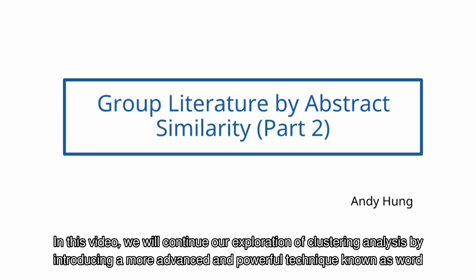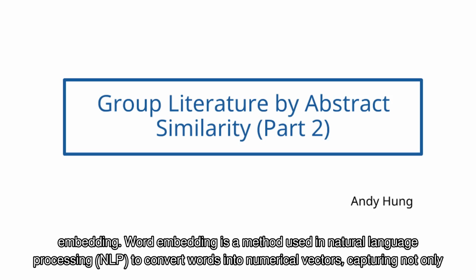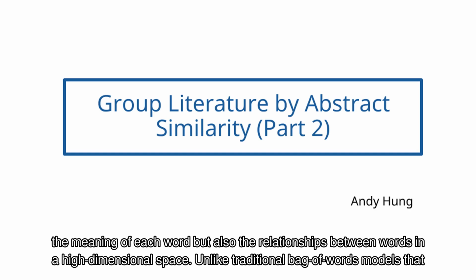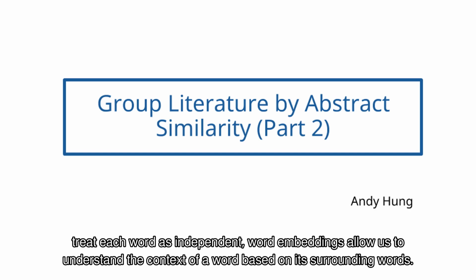In this video, we will continue our exploration of clustering analysis by introducing a more advanced and powerful technique known as word embedding. Word embedding is a method used in natural language processing, NLP, to convert words into numerical vectors, capturing not only the meaning of each word but also the relationships between words in a high-dimensional space. Unlike traditional bag-of-words models that treat each word as independent, word embeddings allow us to understand the context of a word based on its surrounding words.